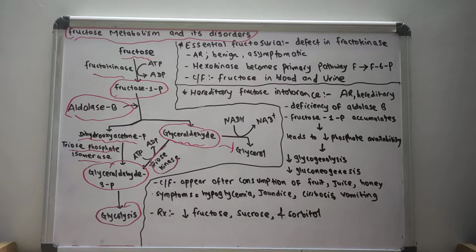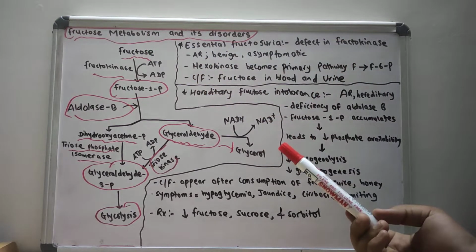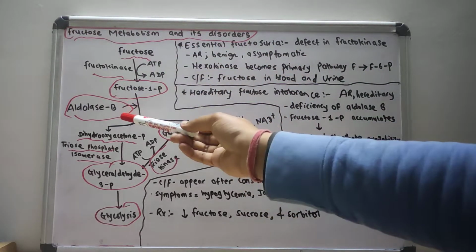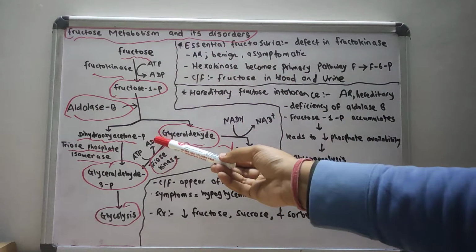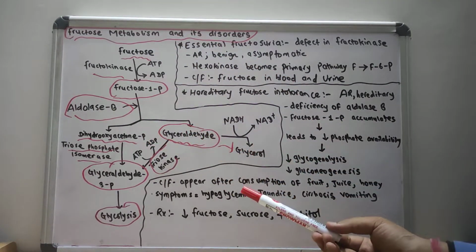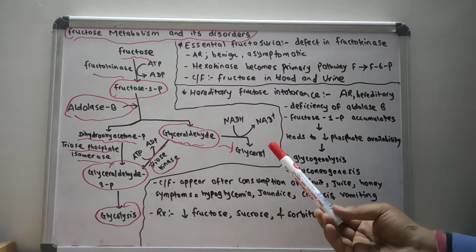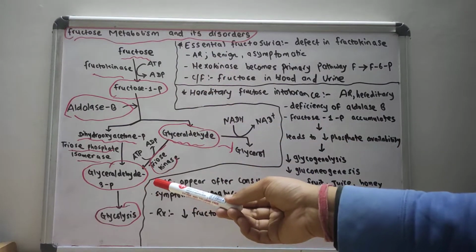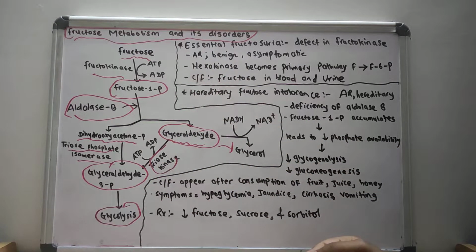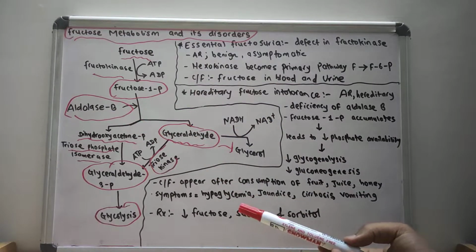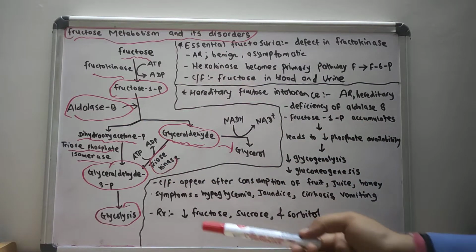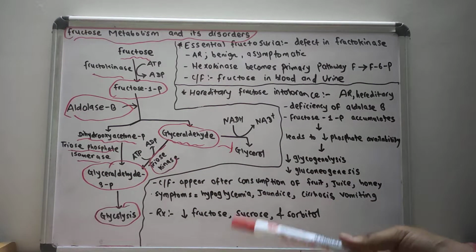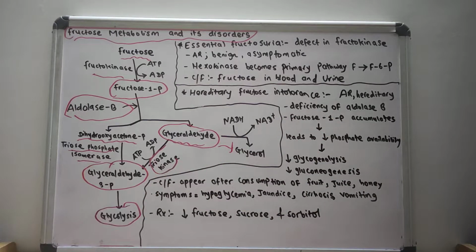So again I'm going to repeat this. With the help of the enzyme fructokinase, the fructose is converted into fructose 1 phosphate, and with the help of the enzyme aldolase B it is converted to dihydroxyacetone phosphate and glyceraldehyde. The glyceraldehyde is ultimately metabolized to form the glycerol, and also the glyceraldehyde with the help of triose kinase is converted to glyceraldehyde 3 phosphate. And dihydroxyacetone phosphate is also converted to glyceraldehyde 3 phosphate with the help of the enzyme triose phosphate isomerase, and ultimately the glyceraldehyde 3 phosphate goes into glycolysis.